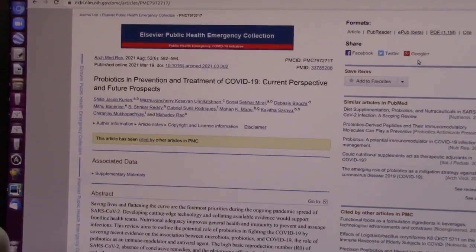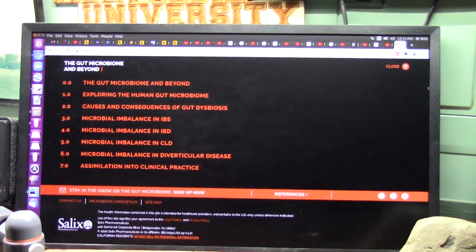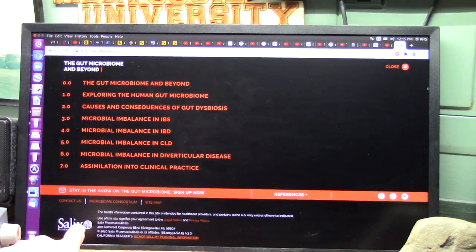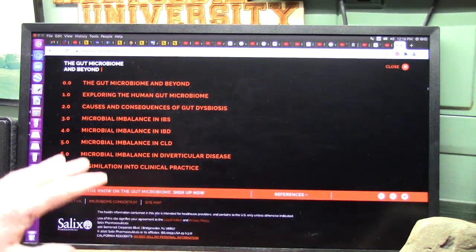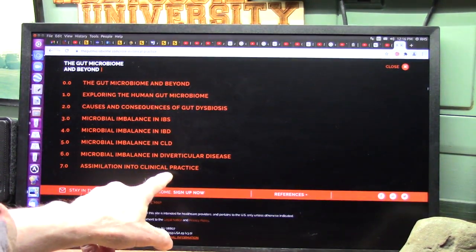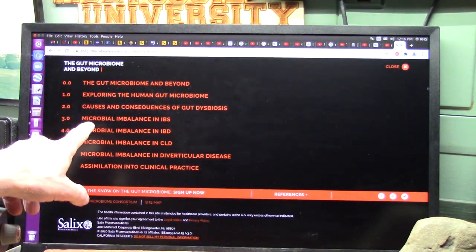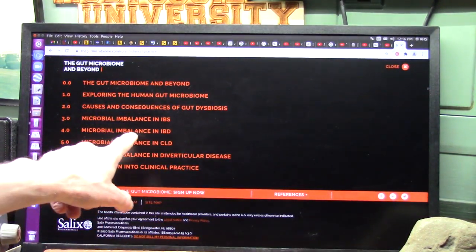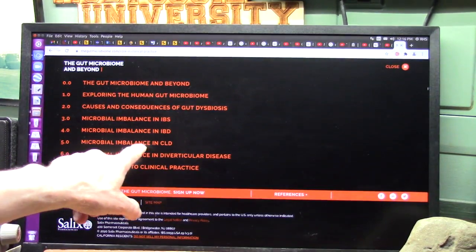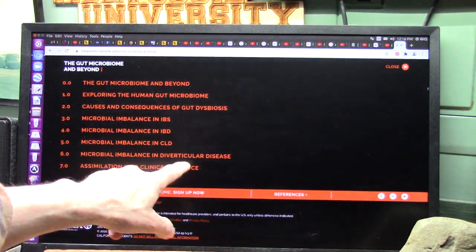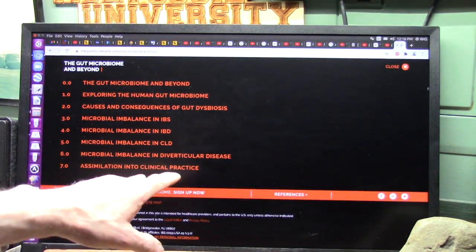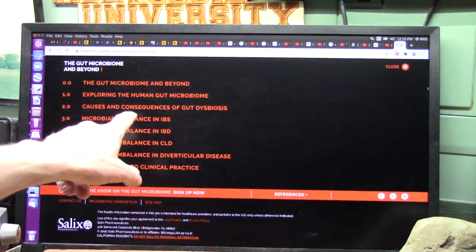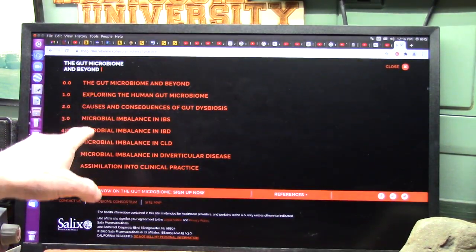That's all it is. All right, this is the best site I've seen yet, the Gut Microbiome and Beyond. This is by Salix Pharmaceuticals. And assimilation into clinical practice. The doctors don't understand this about microbial imbalance, irritable bowel syndrome, microbial imbalance in IBD, microbial imbalance in CLD, microbial imbalance in diverticulitis. Causes and consequences of gut is very, very good.